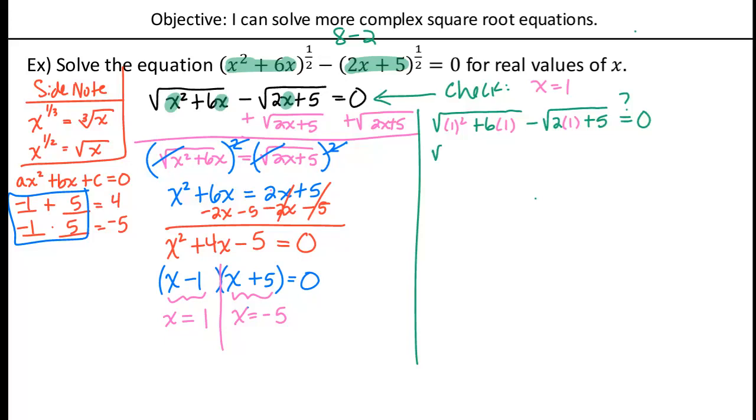All right, so we're going to do the square root of what's 1 squared? And 6 times 1, 6, and 6 plus 1, 7. So you can do all that mentally. If you can do it mentally, do it mentally. If not, write it out. That's square root of 1 plus 6 gives you 7. Minus for the other one, what's 2 times 1? And 2 plus 5? 7. Notice I got square root of 7 minus the square root of 7. Those are going to cancel. It's going to be a 0. So did that equal 0? Yes. That means x equals 1 is valid.